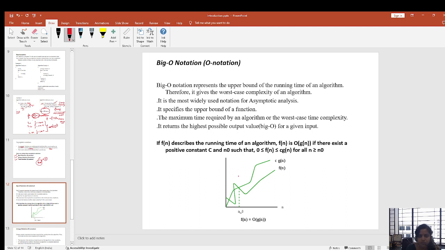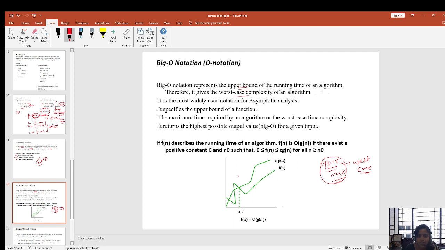Big O notation represents the upper bound of the running time of an algorithm, which means the upper bound is the highest value. Upper bound represents the maximum time that the algorithm is going to take to run. Therefore, maximum time always specifies the worst case of an algorithm. So it also gives the worst case complexity of an algorithm.